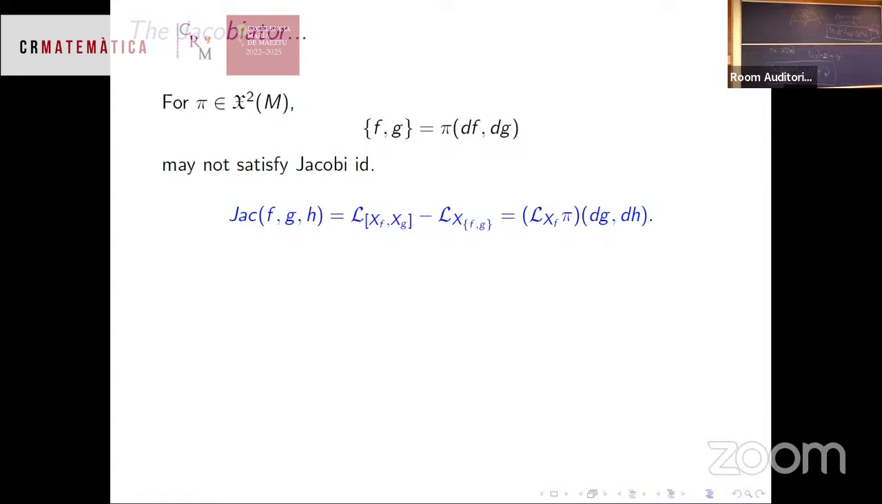Yes, sorry, good. There's an H missing here. This is what happens when you prepare slides after midnight. So be prepared for more typos like that.